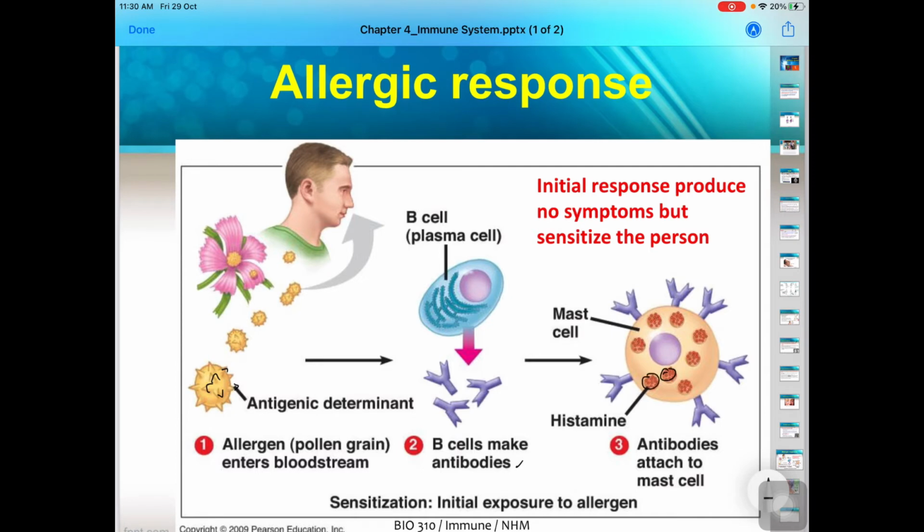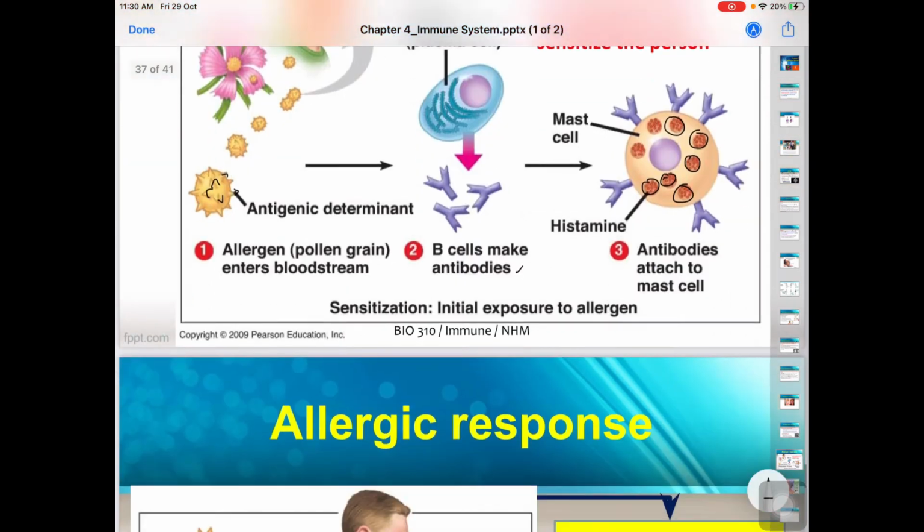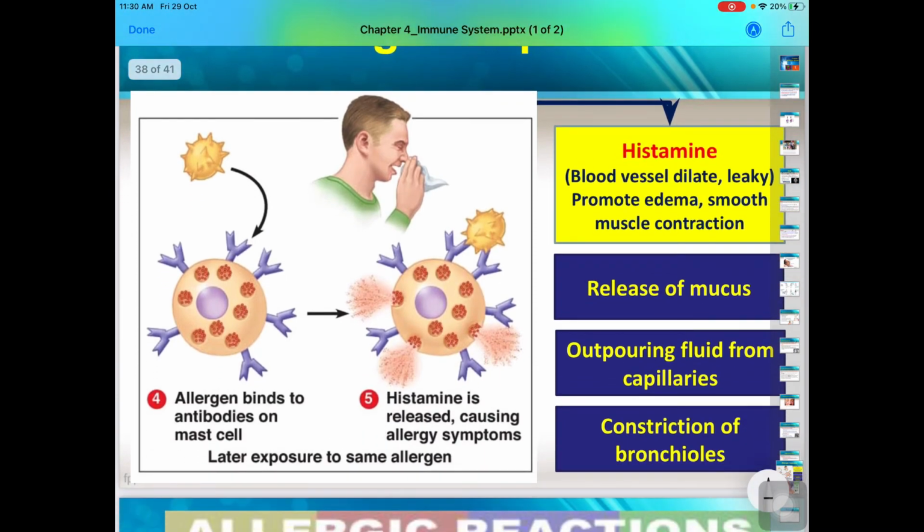They will produce histamine whenever there is an infection or an antigen from the outside, from a foreign substance. Then the B cell, the plasma cell, which makes antibodies, those antibodies will attach to the mast cell. When the allergen binds to the antibodies on the mast cell, the histamine will be released. The release of histamine will cause the allergic reaction.